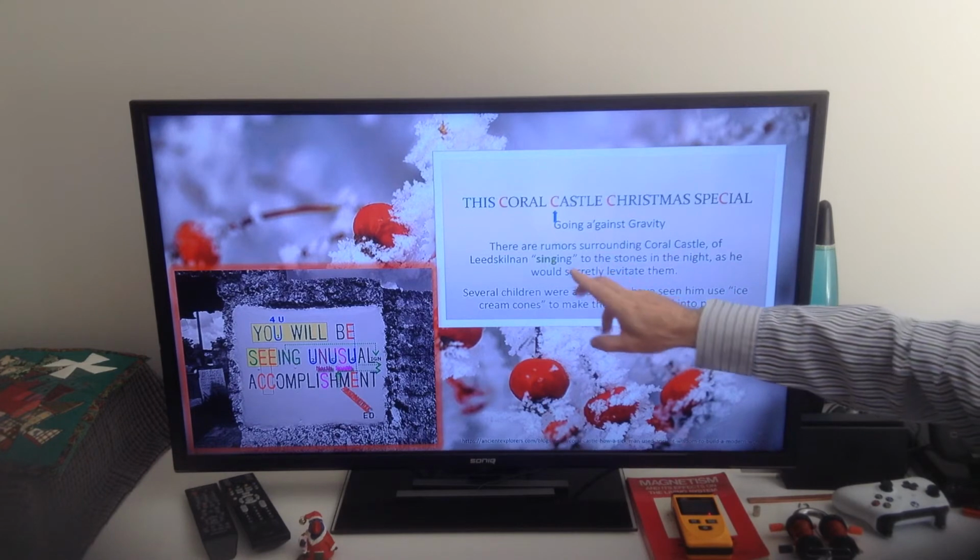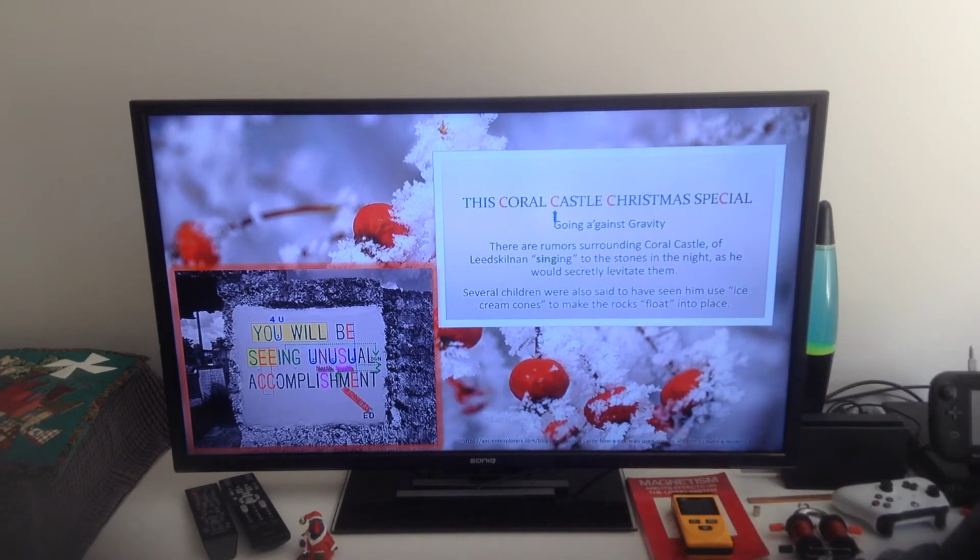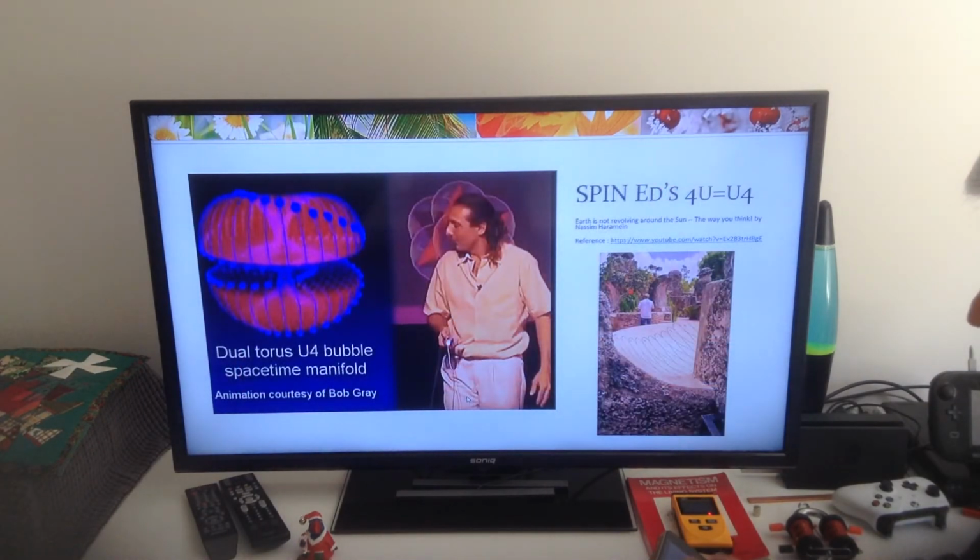Now, rumours surrounding Coral Castle say that Leedskalnin sang to the stones in the night as he would secretly levitate them. Several children were said to have seen him use ice cream cones to make the rocks float into place. Right, we go, whoops, go back.